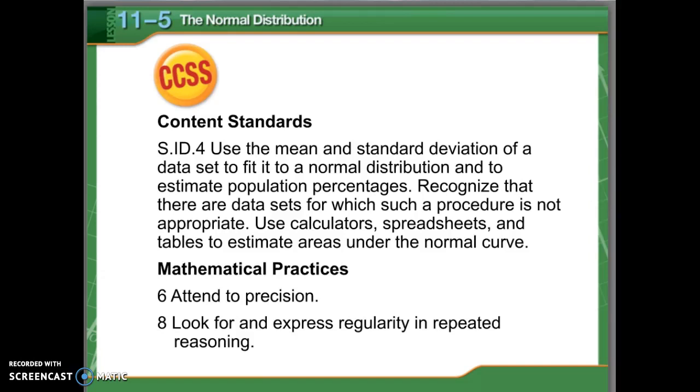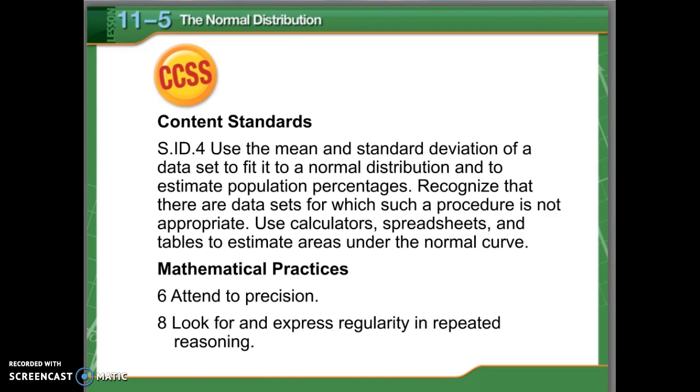All right, today we are in Unit 5, Lesson 5, again out of Chapter 11 from the textbook. Today we're going to be looking at the normal distribution. The content center we're going to be focusing on is use the mean and standard deviation of a data set to fit it to a normal distribution and to estimate population percentages.